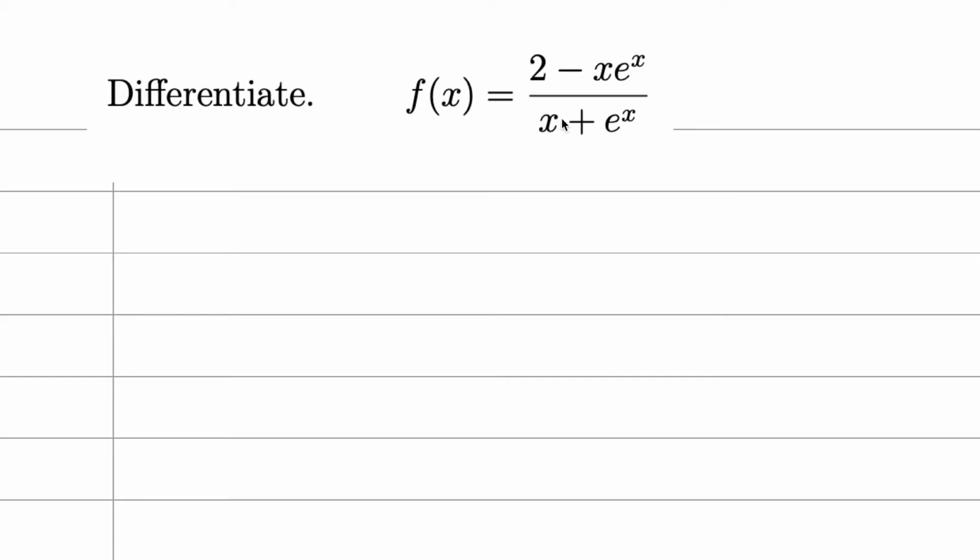Of this function. Okay, so we have a quotient. So to find its derivative, we need to use the quotient rule. So what is the quotient rule?